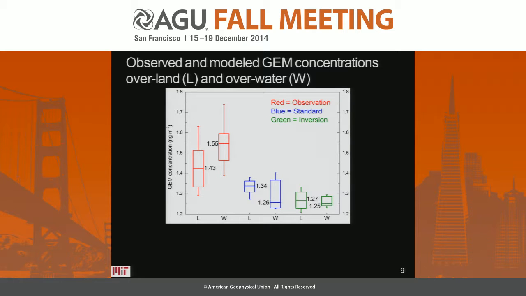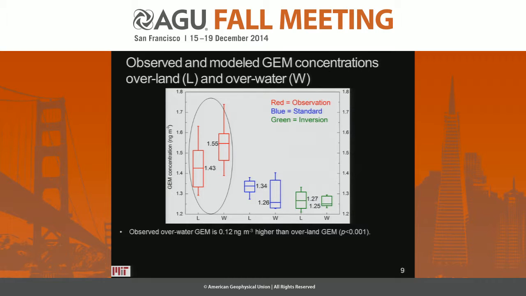Now we are seeing the observed GM concentrations during NOMADSS and the model results from two model cases. As I said, we separate the measurements into two categories: over land and over water. The red boxes show observations, blue shows results from the standard simulation, and green shows the inversion simulation. The boxes show the 10th percentile, 90th percentile, and the median.